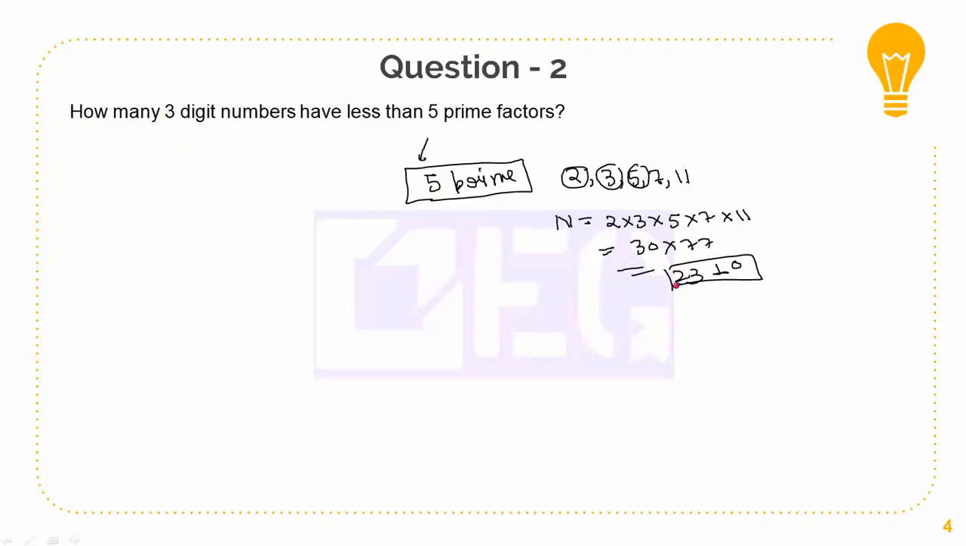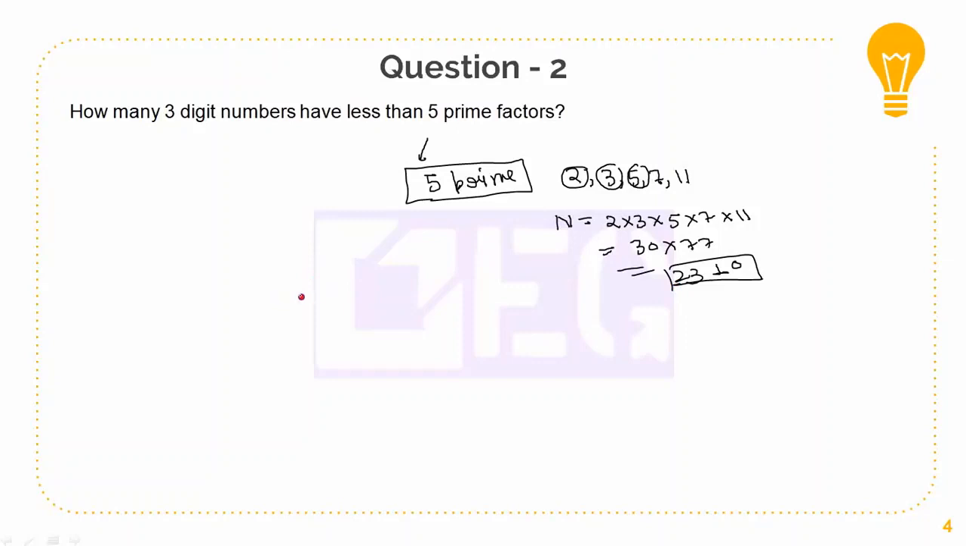And our question is, how many 3-digit numbers have less than 5 prime factors? That means all 3-digit numbers will contain less than 5 prime factors, because the smallest number which will contain 5 prime factors is a 4-digit number, 2310. All numbers less than 2310 will contain less than 5 prime factors. So this is a basic question of prime factors. You should have sound knowledge of what a prime factor is, like 2, 3, 5, 7 and 11.